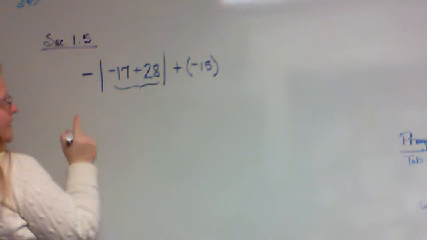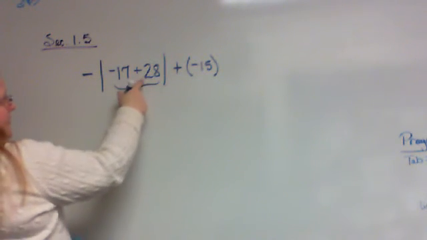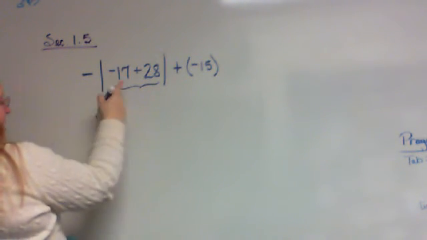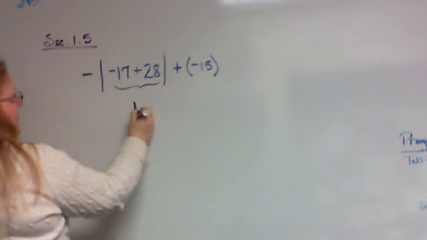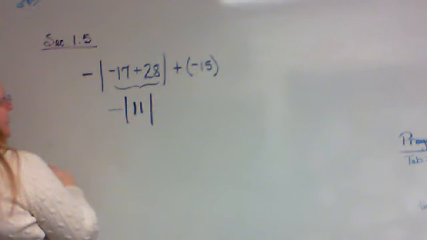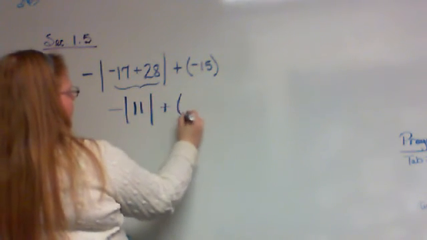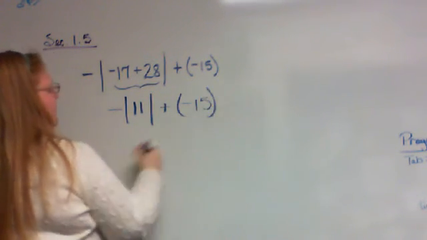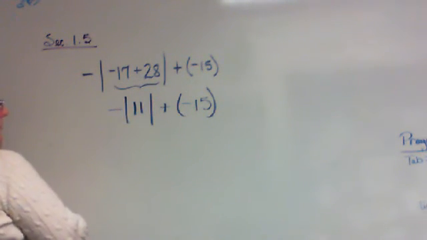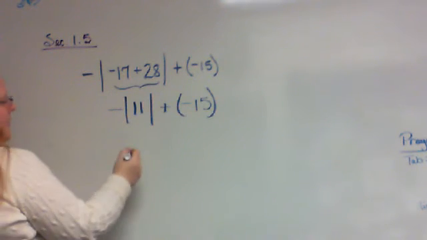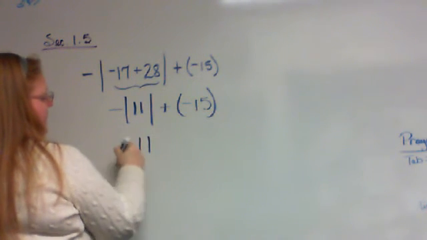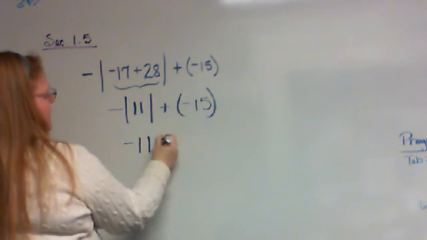-17 and a +28, different signs. So I keep the sign of the larger number, so it's going to be positive, but the different signs tells me to subtract. So 28 subtract 17 gives me 11. That's a positive 11 inside of my absolute value. The stuff I did not do, I drop right down. Now I can take the absolute value of positive 11, which gives me a positive 11, but that negative sign is still in front of it. The only thing I did was get to drop my absolute value bars.